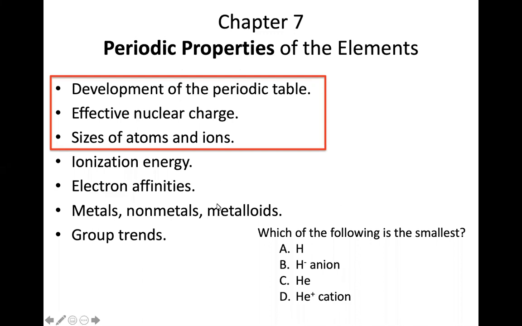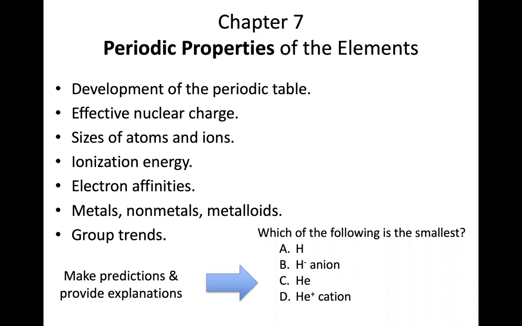So I pose here a typical question that I would find in chapter 7: which of the following is the smallest? Hydrogen atom, hydrogen anion, helium atom, or helium plus cation? When we're seeking to answer this, we really have to have a good understanding of effective nuclear charge. And I'll show you why within class tonight.